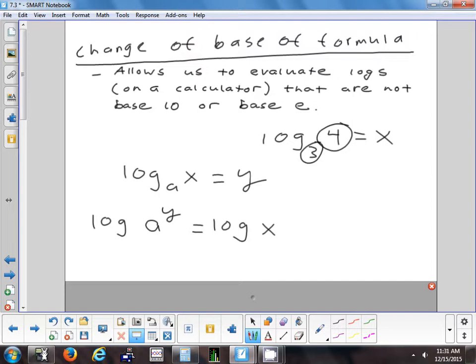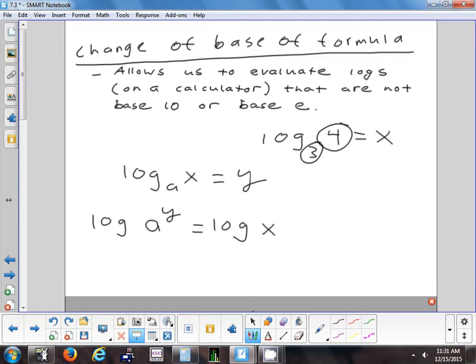And the reason I did that is because of what I can do now. What can I do on the left side now that if I take away the word log, I can't do it? Think of one of our properties we just learned. Now I can put the y in front. If I don't have the word log, I can't do that. I put in the word log and I did it on each side, so I kept everything balanced. Now I can put the y in front.